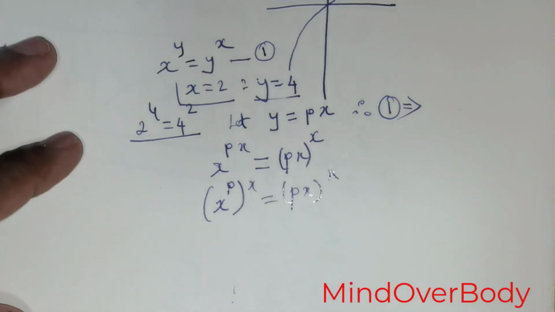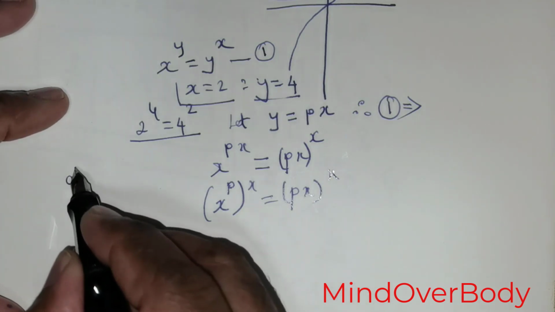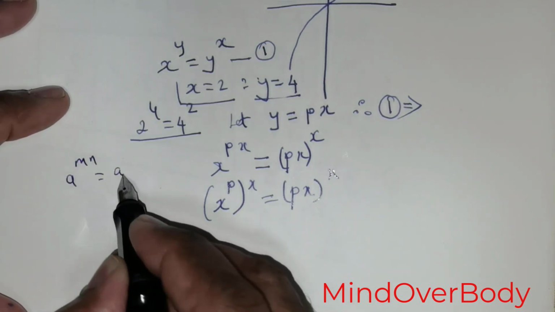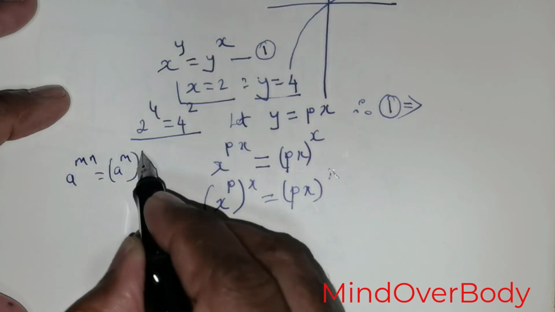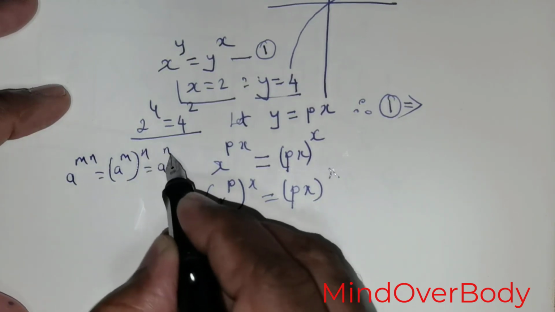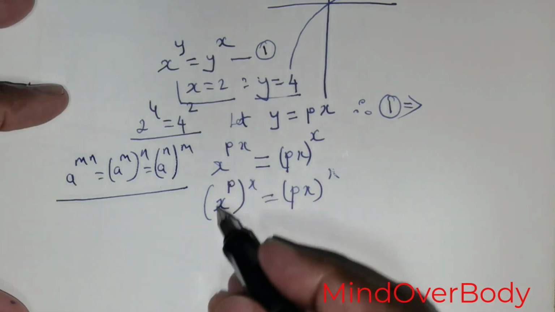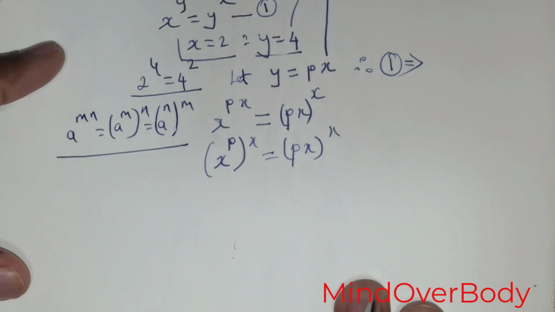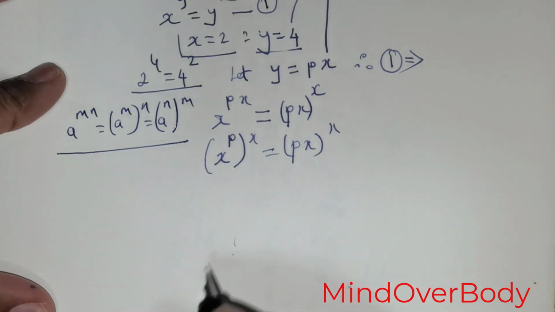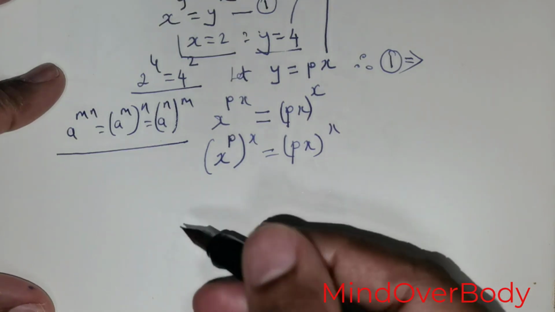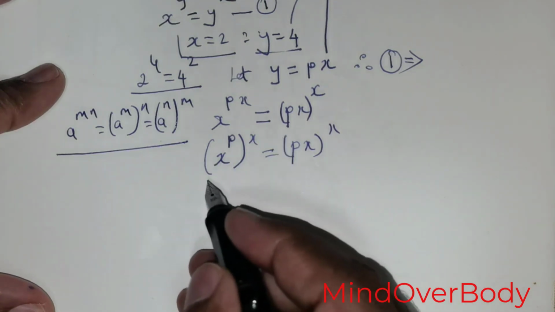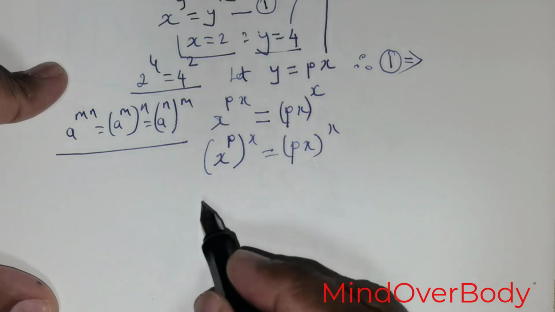I'm able to do this because from the law of indices, a raised to the power m times n is a raised to the power m, the whole raised to the power n, which is equal to a raised to the power n, the whole raised to the power m. So by this I can do this alteration. Now what I'm going to do is raise both the terms to the power of 1 over x.